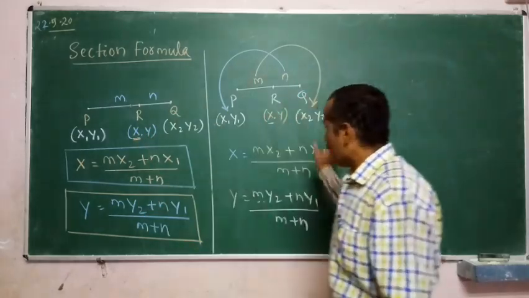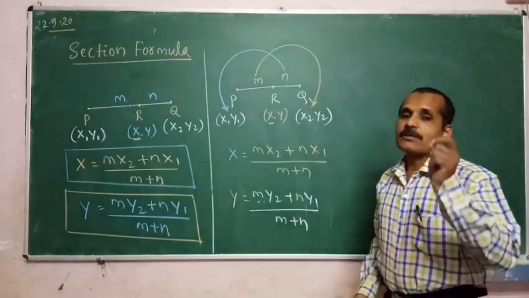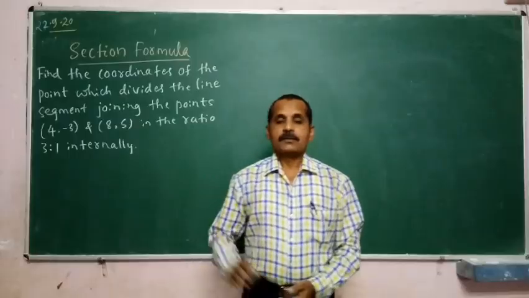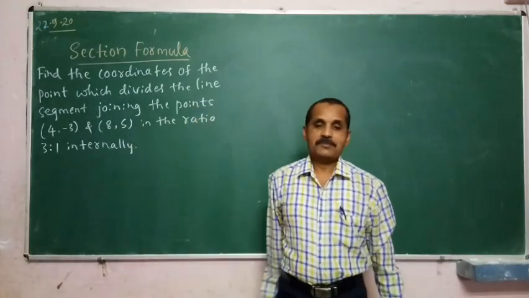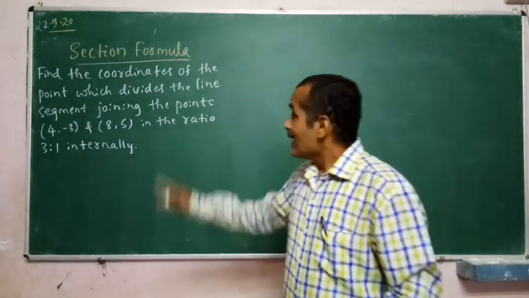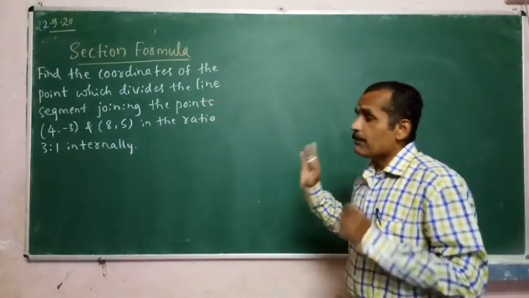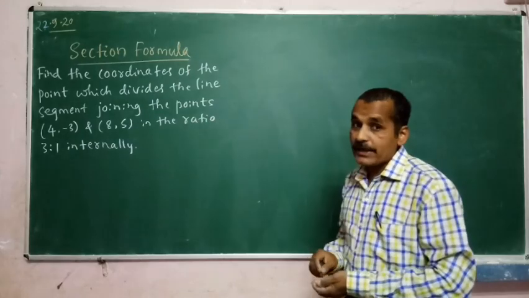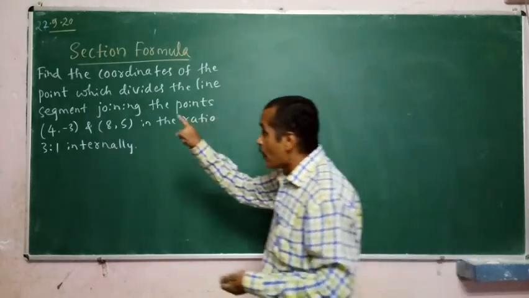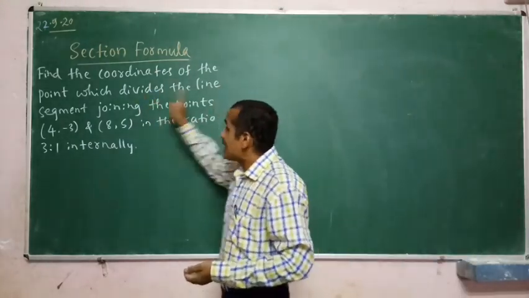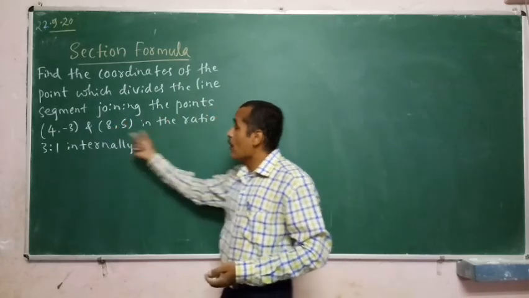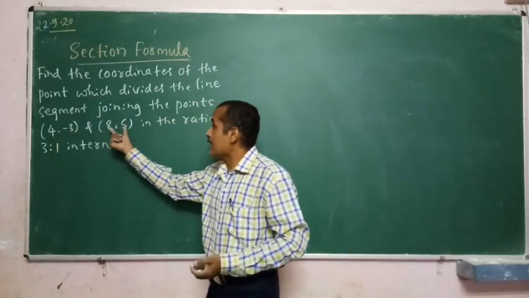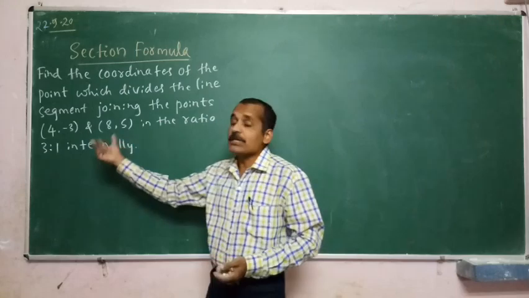You can note this formula, write everything. We will solve some problems based on it. Look at this question. What do they say? Find the coordinates of the point which divides the line segment joining the points (4, -3) and (8, 5) in the ratio 3 is to 1.